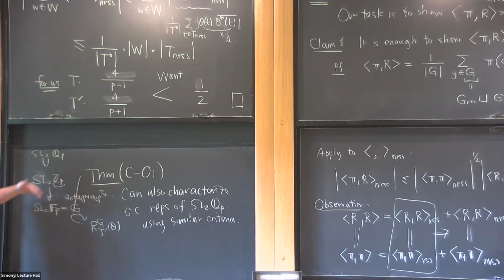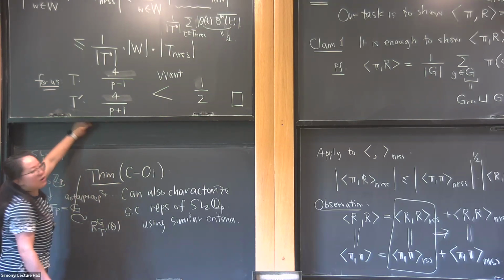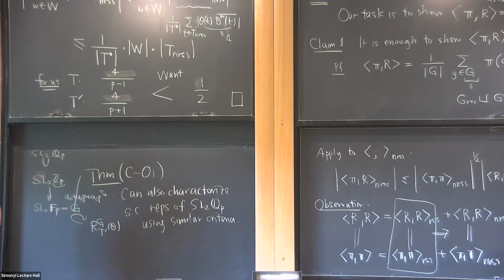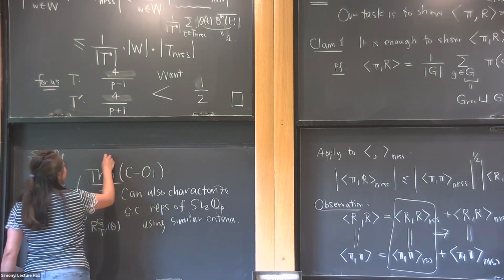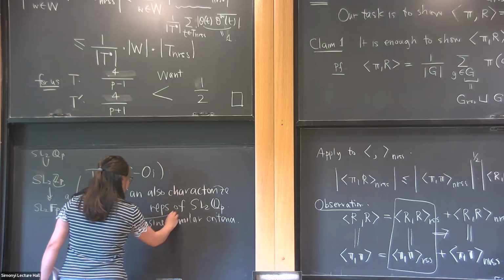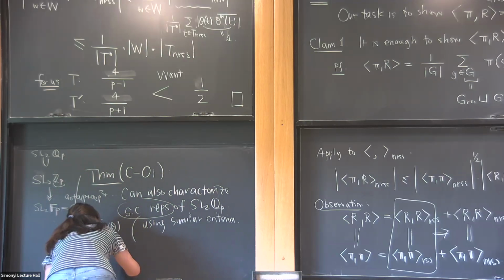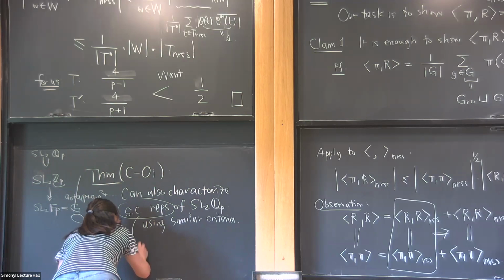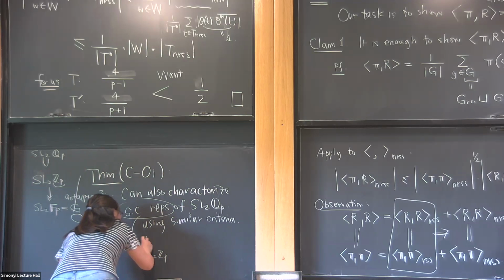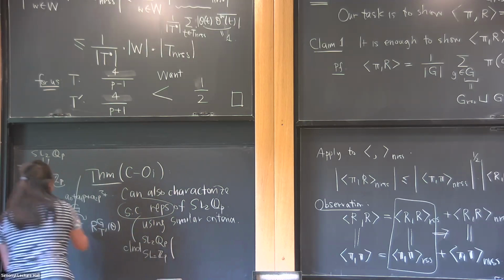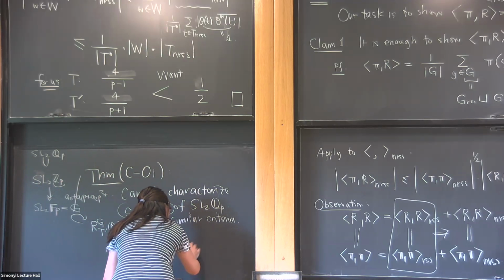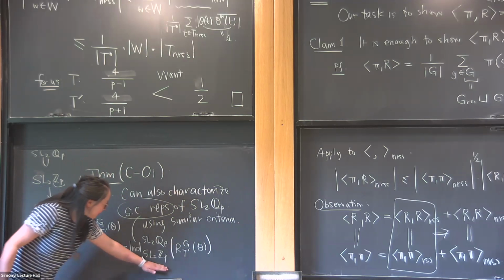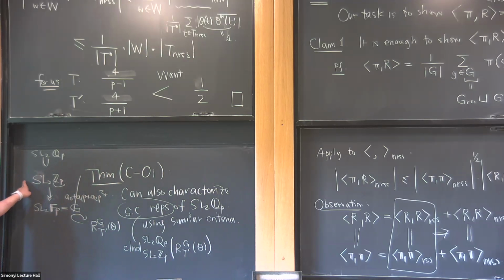How do I get a representation of SL2(Q_p)? I take the space of locally constant functions satisfying some nice condition. That's this compact induction. So the supercuspidal reps here: what I'm going to write down is not everything, but the depth 0 ones look like this. This is the compact induction from SL2(Z_p) to SL2(Q_p) of this R_T^G(theta), viewed now as a representation of SL2(Z_p) via the map from SL2(Z_p) to SL2(F_p).